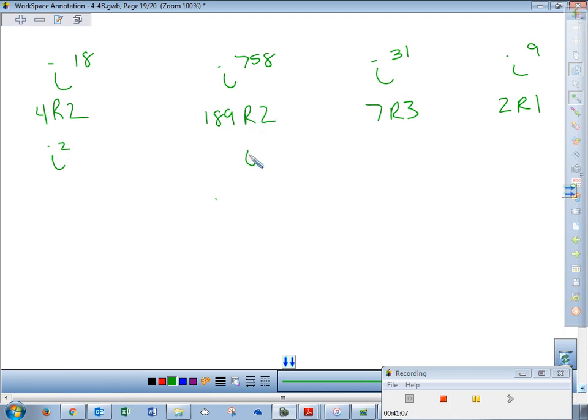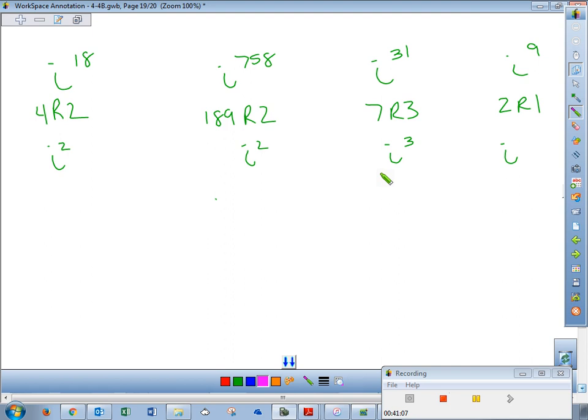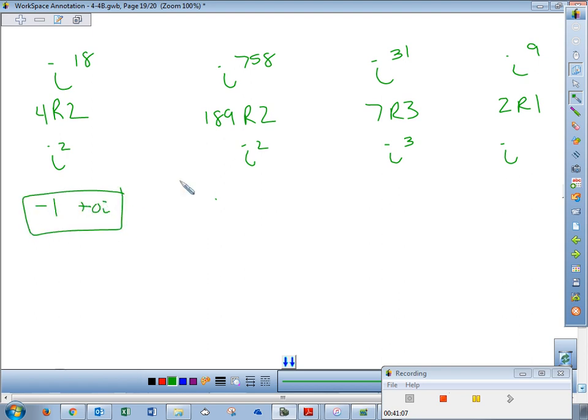This guy had a remainder of 2, i to the 2nd power. This guy had a remainder of 3, i to the 3rd power. This guy had a remainder of 1, i to the 1st power. The problem with these first 3 is we can't have them as answers, but we have them memorized. We know how much i squared is. It is -1, add the imaginary parts. This is -1, add the imaginary parts. What's i cubed?